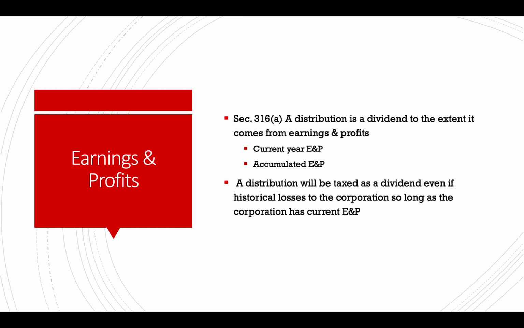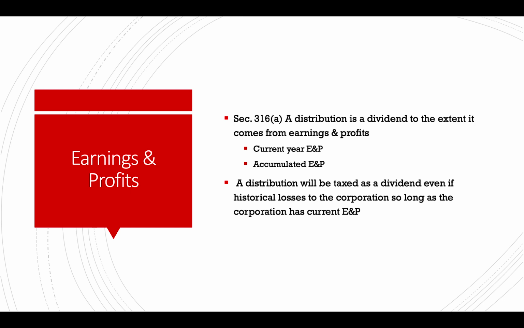If during the current year distributions exceed current earnings and profits, we're going to allocate current earnings and profits on a pro rata basis regardless of when during the year the distributions occurred. And then distributions exceeding current earnings and profits are going to be deemed to be made in chronological order out of accumulated earnings and profits. That's going to make more sense in a little bit. We're going to do an example.